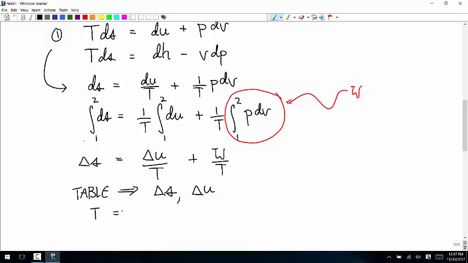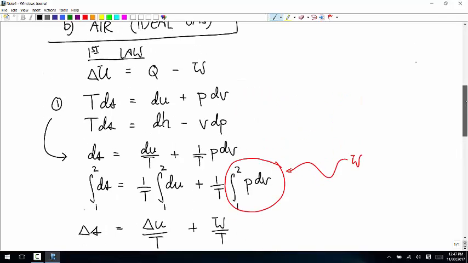We know that T is equal to 60 degrees Celsius. Well, you have to do that in Kelvin. So 333. And so that'll let you solve for the work. And then the heat transfer.